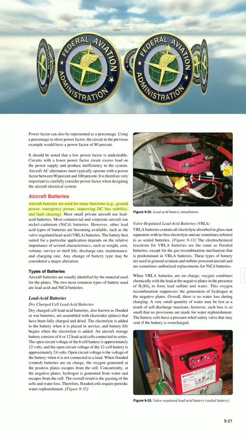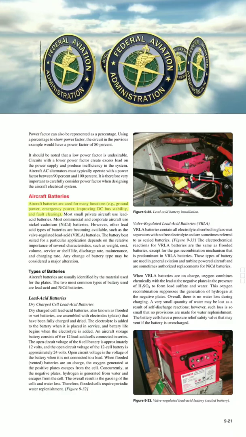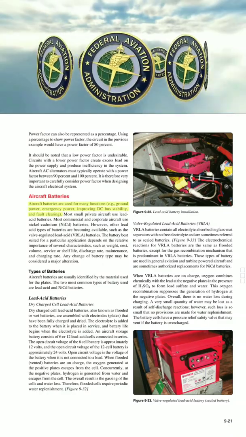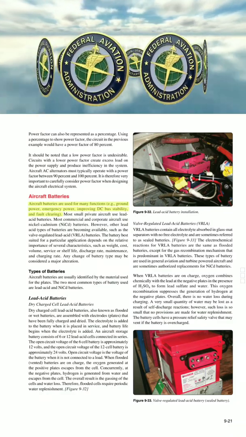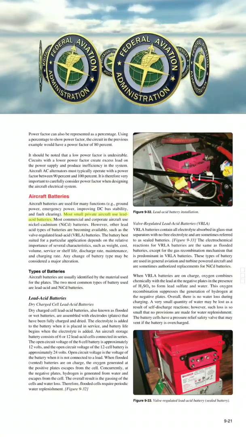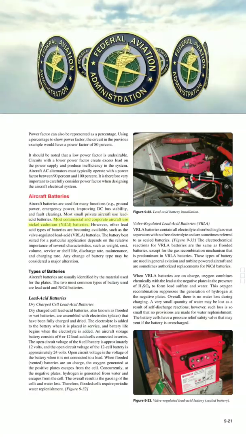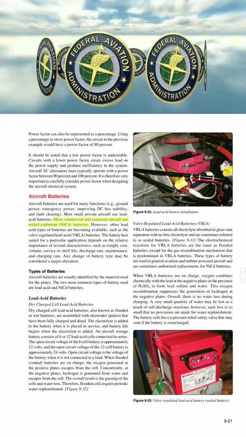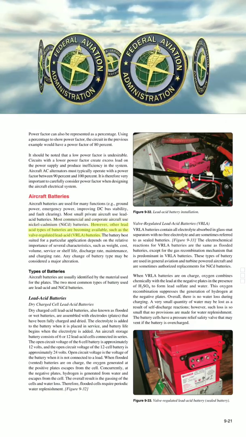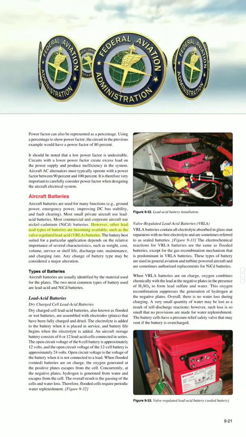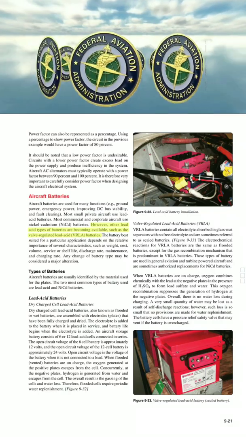Aircraft batteries. Aircraft batteries are used for many functions, e.g., ground power, emergency power, improving DC bus stability, and fault clearing. Most small private aircraft use lead-acid batteries. Most commercial and corporate aircraft use nickel-cadmium (NiC) batteries. However, other lead-acid types of batteries are becoming available, such as the valve-regulated lead-acid (VRLA) batteries.